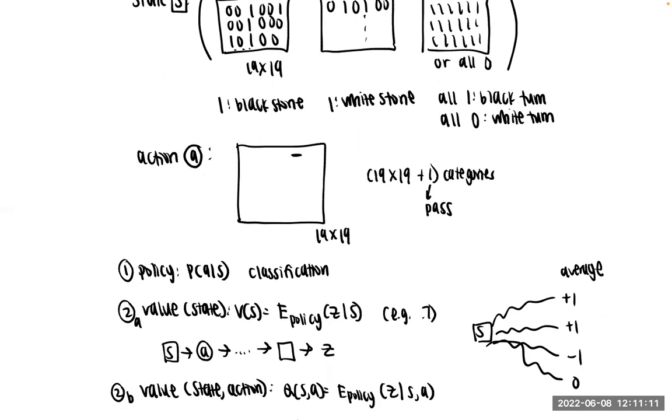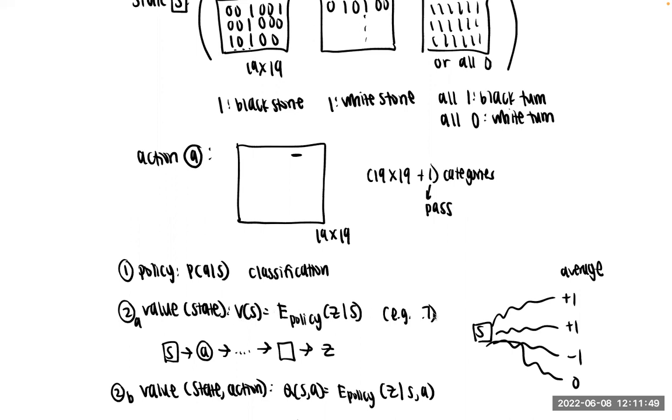So there are two types of values. One is the state value. We denote this as V of S, the value of S. Which means if you play according to a certain policy defined here, and then play to the end, starting from this state S, you may have different trajectories because the policy is stochastic. For each trajectory until the end, you get the Z, and then you average the Z. So that's the average. E stands for average of Z given S according to a certain policy. And this is the value.